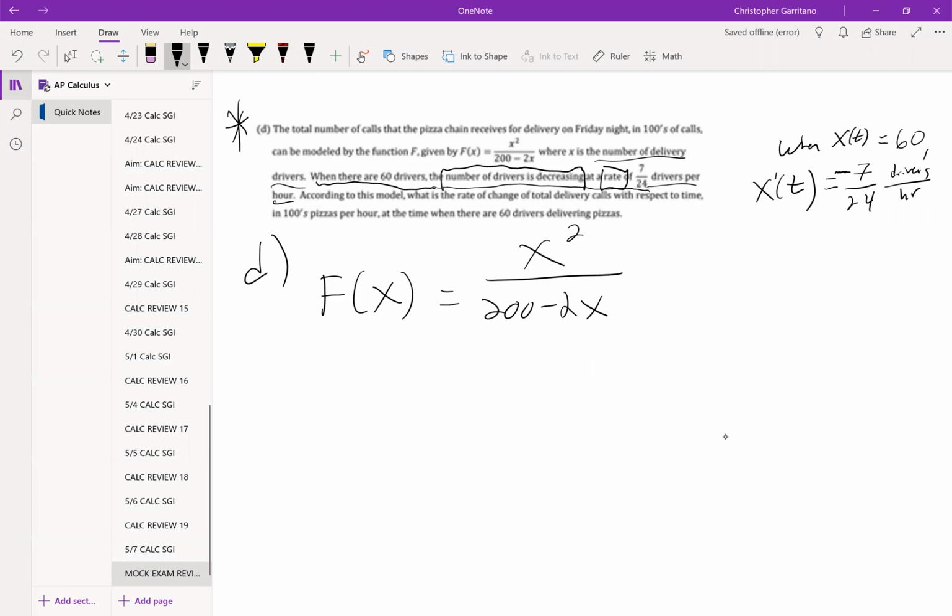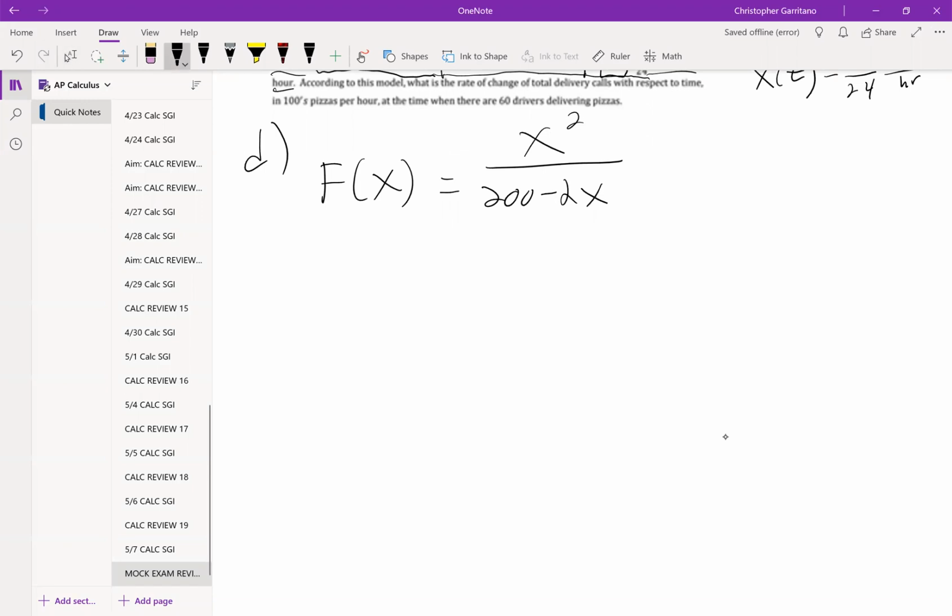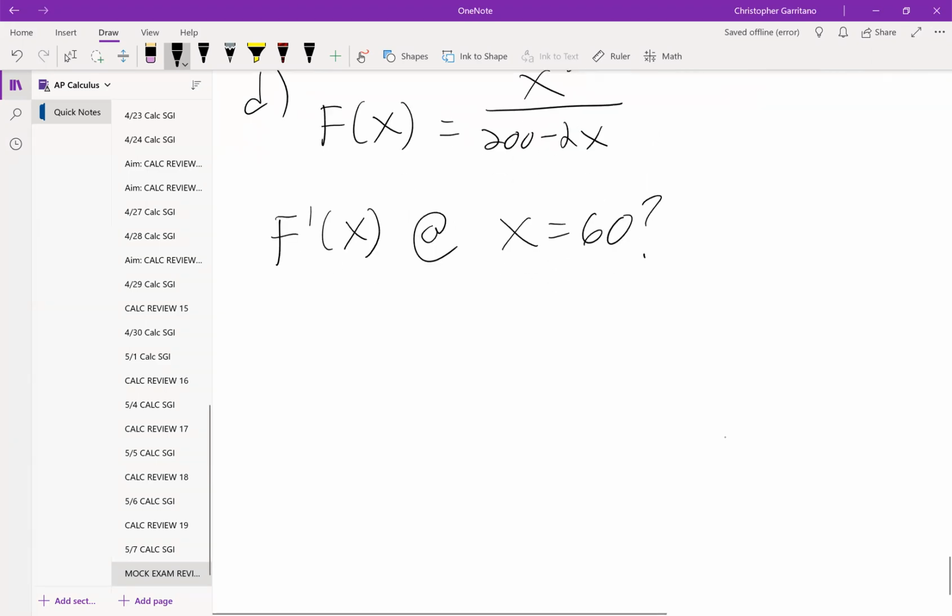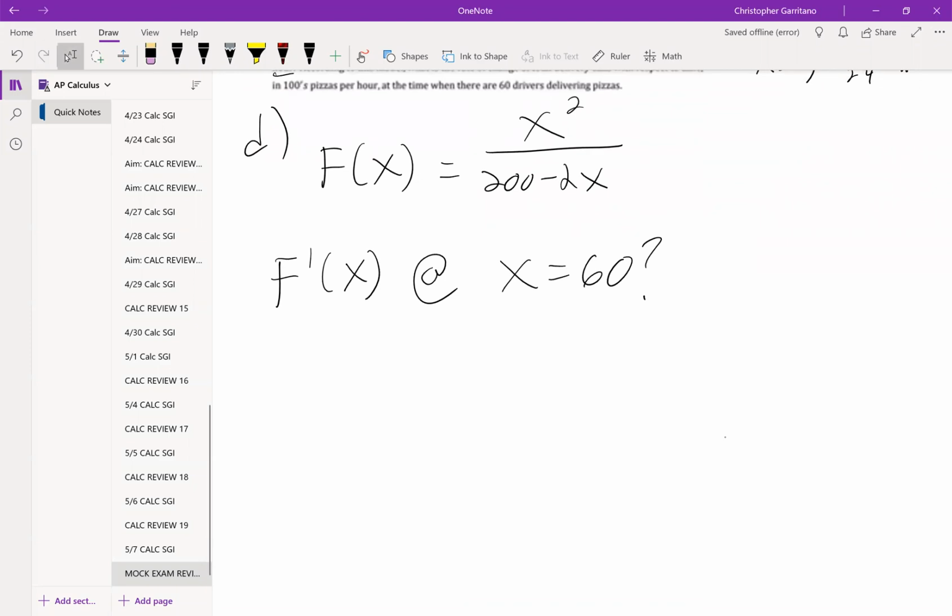All right, now that we understand the symbols, let's go ahead and answer the question. According to this model, what is the rate of change of total delivery calls with respect to time in hundreds of pizzas per hour at the time when there are 60 drivers delivering pizzas? Long story short, we're wondering what is F prime at x equals 60? Well, we need to differentiate.